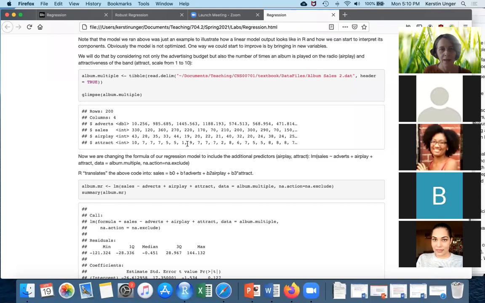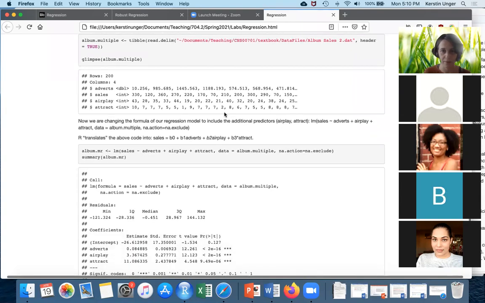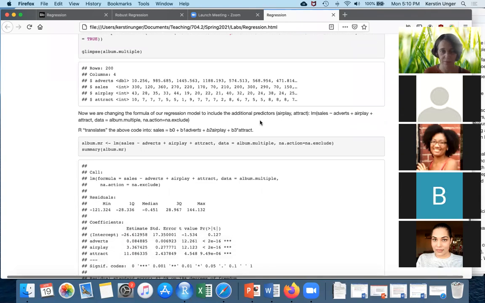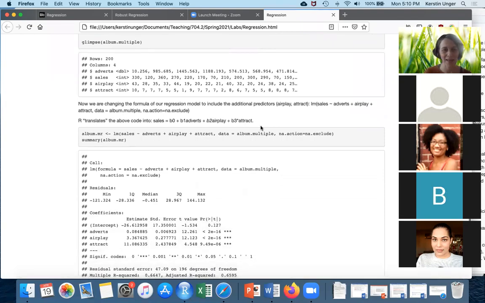As I said, the attractiveness rating is from 1 to 10, and the airplay is just a number of times. That is obviously discrete, but a numeric variable, and a ratio level scale, actually, even.